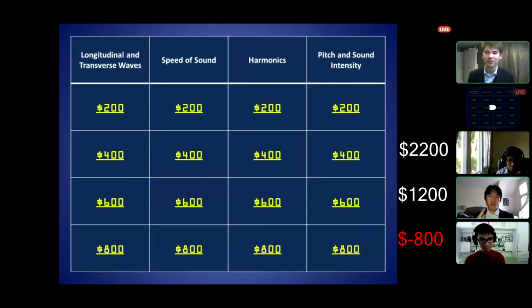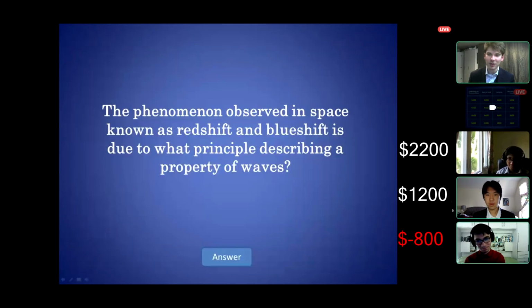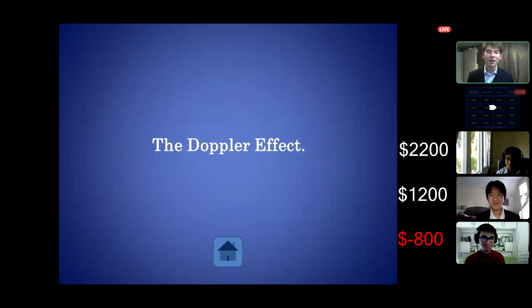All right, I'm gonna go for a big boy question and take $800 pitch and sound intensity. Pitch and sound intensity for $800. The phenomenon observed in space, known as redshift and blue shift, is due to what principle describing a property of waves? Easy question. I believe it's called the Doppler effect. Say that again? The Doppler effect. The answer is the Doppler effect. Yep. Good job, Bowen.